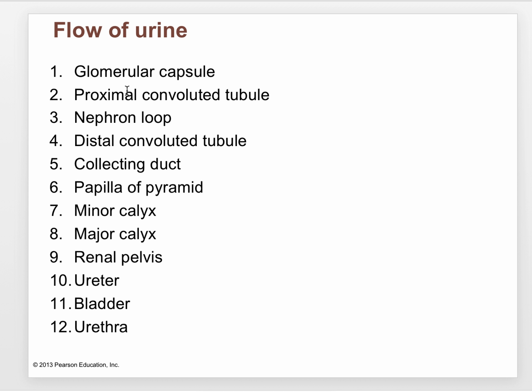But the flow of urine through the kidneys starts with the glomerular capsule, the proximal convoluted tubule, the nephron loop, the distal convoluted tubule, the collecting duct, and that goes to the papilla of the pyramid, the minor calyx, the major calyx, the renal pelvis, the ureter drains into the bladder, and the bladder drains into the urethra. You'll need to know the order of urine flow.